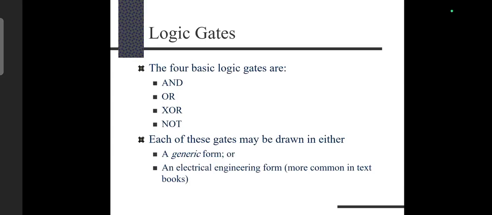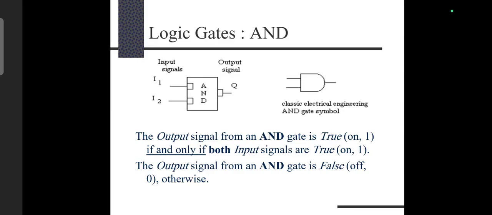As we have already seen, there are 4 basic logic gates: AND, OR, XOR and NOT. Each of these gates may be drawn in either a generic form or an electrical engineering form, which is more commonly used in textbooks. Now let's look at the AND gate. First we'll see the block representation of an AND gate.